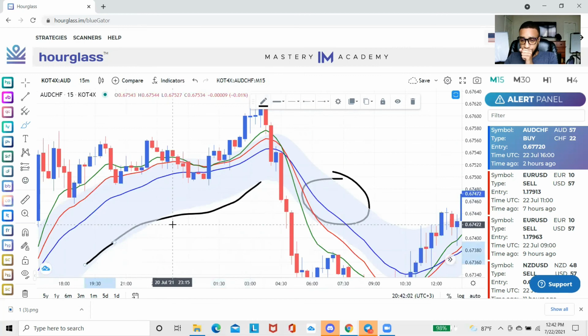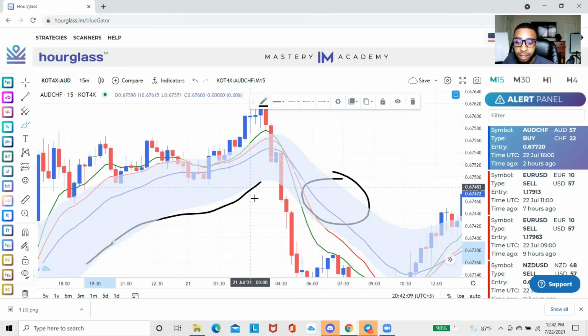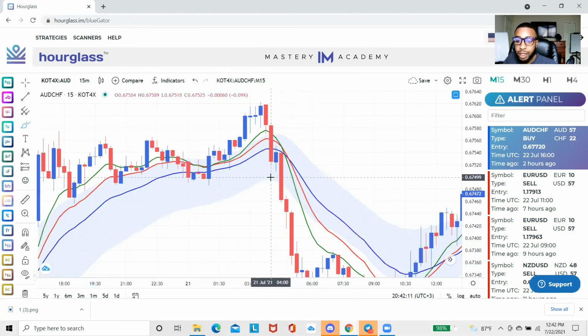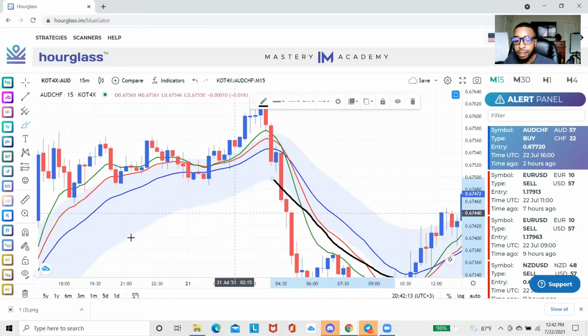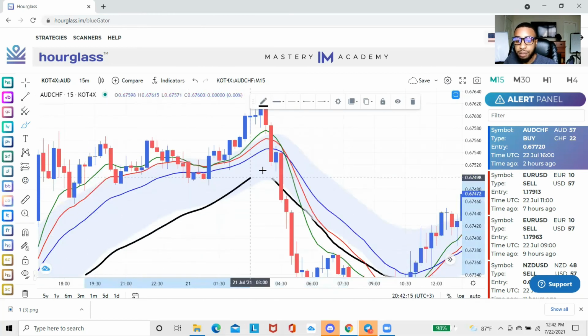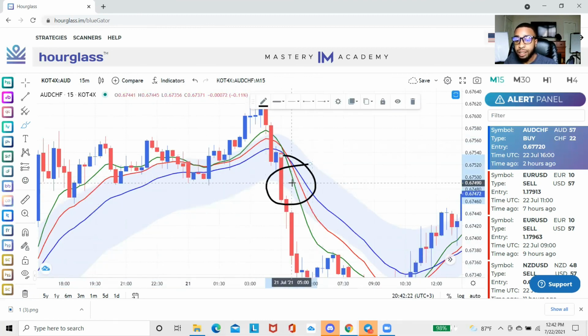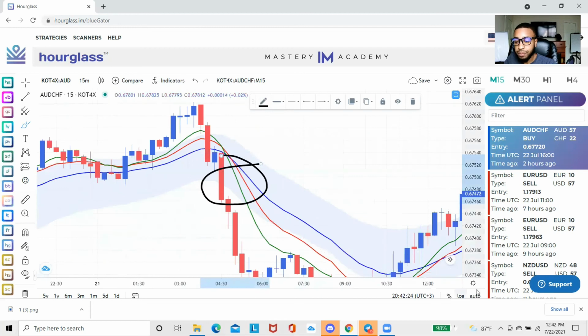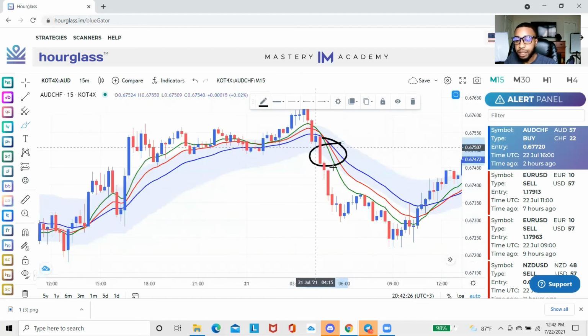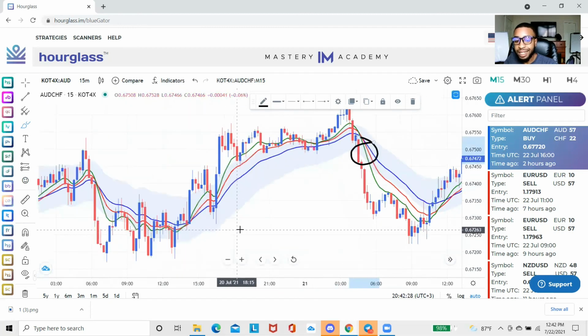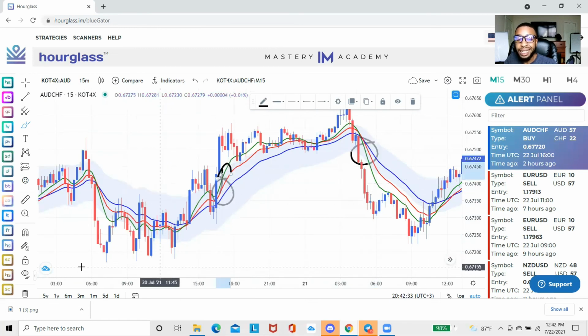This blue cloud is going to represent the overall trend of the market. If you see that the market is trending underneath this blue cloud, you're in a downtrend. If the market is trending above the blue cloud, you're in an uptrend. Now, you also have these three EMAs, the red, the green, and the blue. Same concept: if the market is trending underneath the EMAs, you're in a downtrend. If the market is trending above the EMAs, you are in an uptrend.